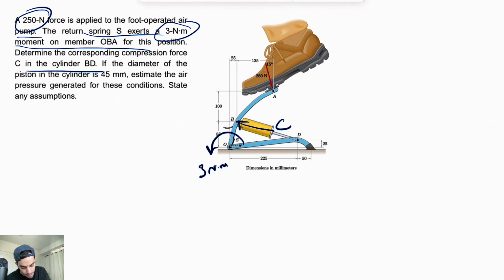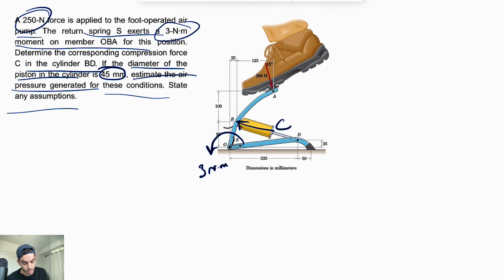And also we have the area of the cylinder. We have the diameter of the piston in the cylinder, which is 45 millimeters. So based on that diameter, we can find the area, and that's why the question at the end is asking us to estimate the air pressure generated for this condition. And we can state all of our assumptions.